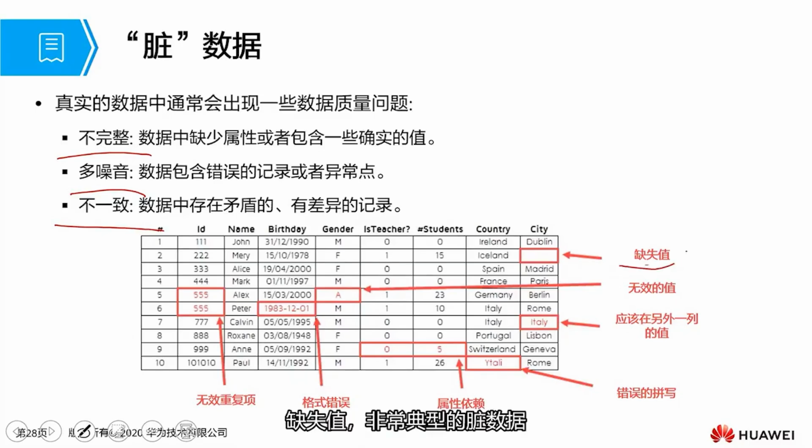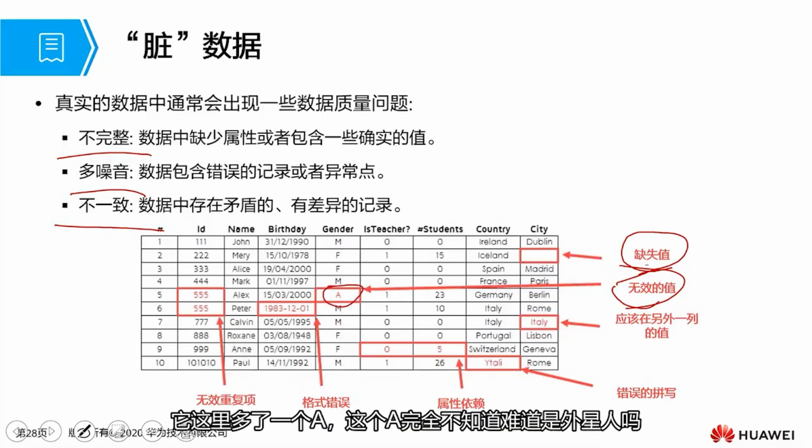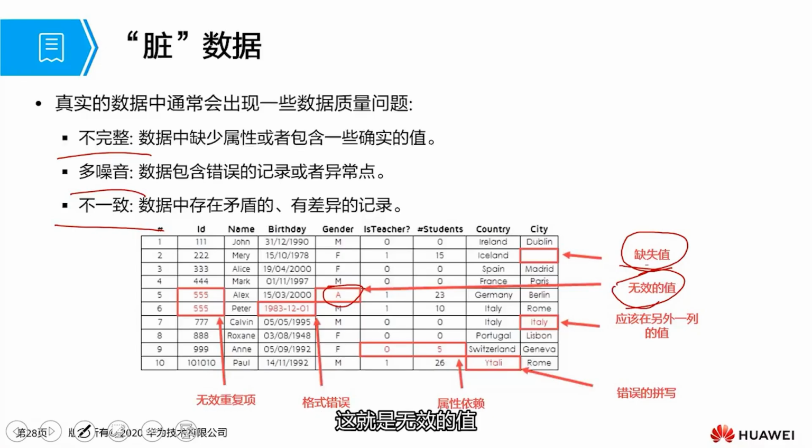Indeed, this refers to very typical dirty data. There should have been a value here originally. That's an invalid value. Here, the gender should be male and female only. There is an extra A here. We have absolutely no idea what this A is. Are they aliens? This is an invalid value. It should be in the value of another column. What does this mean here? In Italy, this should be in the country column, not in the city. So this value is placed in the wrong position.